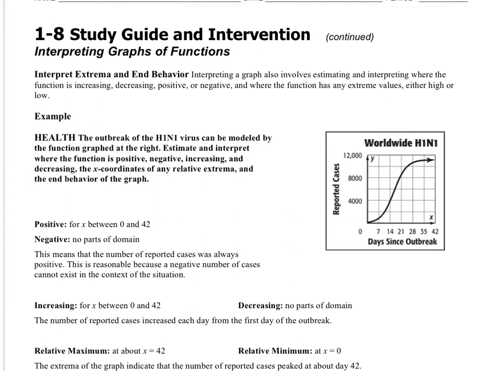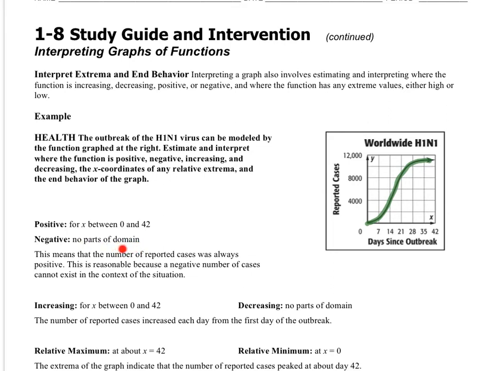For the first part, it wants to know when the graph is positive, and we'll say for x between 0 and 42. So that means that's our whole data that we have here. It's going to be positive, so I'll just highlight that here. All of the graph is positive in this situation. So then when we say negative, we say for no parts of the domain.